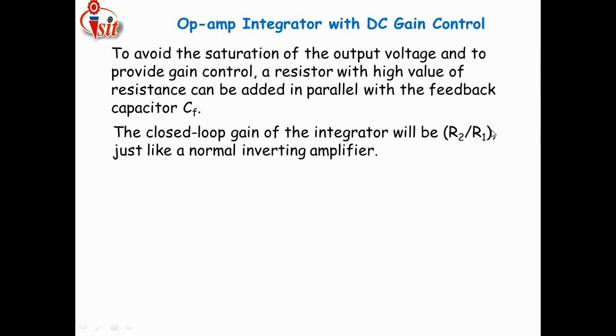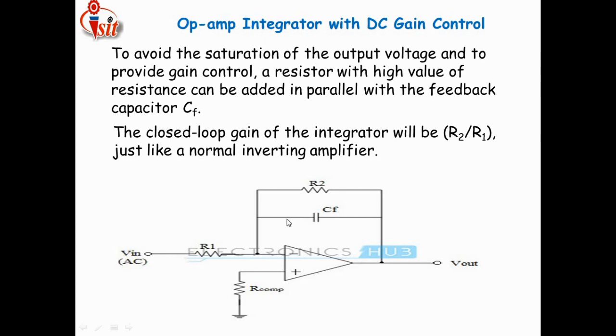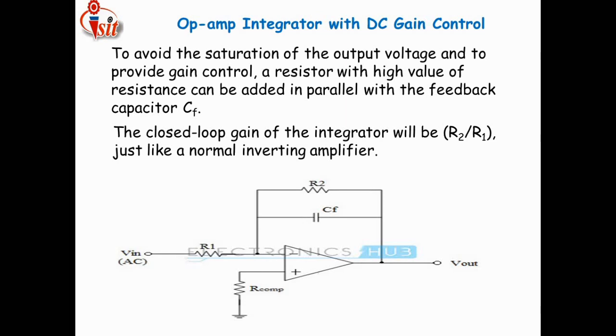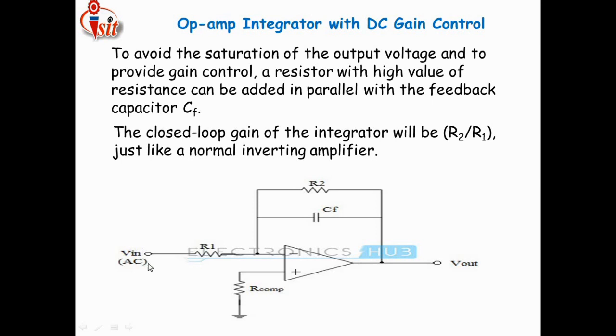This gain is related to the inverting terminal of the op-amp, along with that minus sign, just like a normal inverting amplifier. Just see here R2 is connected in parallel with that feedback capacitor, that is the only change in comparison with the initial integrator and this type of integrator. AC input is given to the inverting terminal of the op-amp, and the output we are getting here.